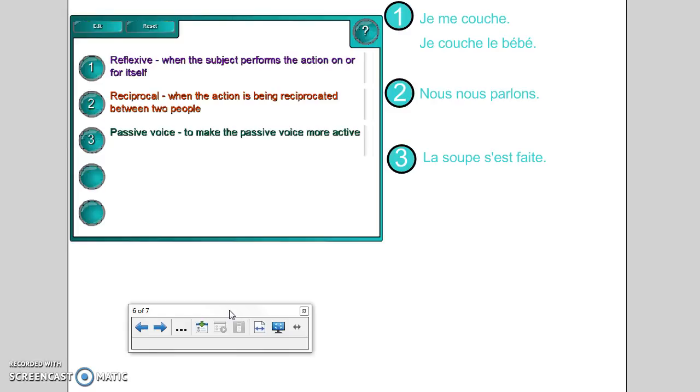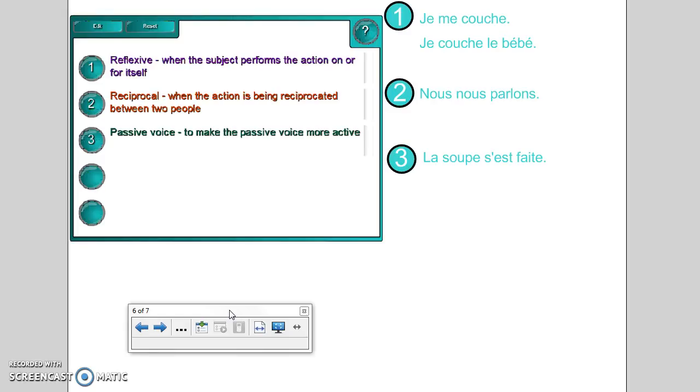Because I can also put someone else to bed. I can put my child to bed. Je couche le bébé. So you see in the first example, we would use it reflexively to imply that I am performing the action, and I'm performing it for or on myself.